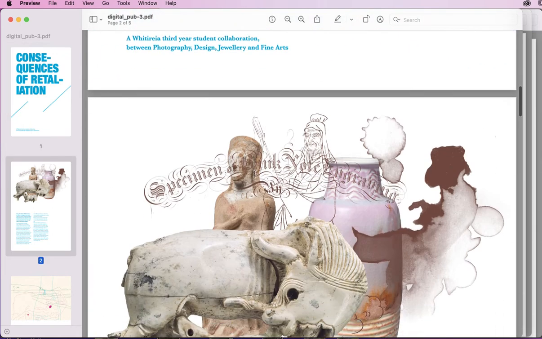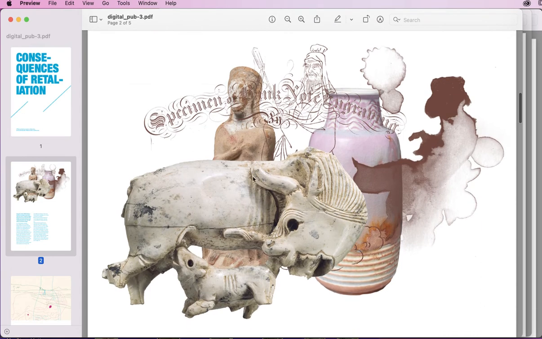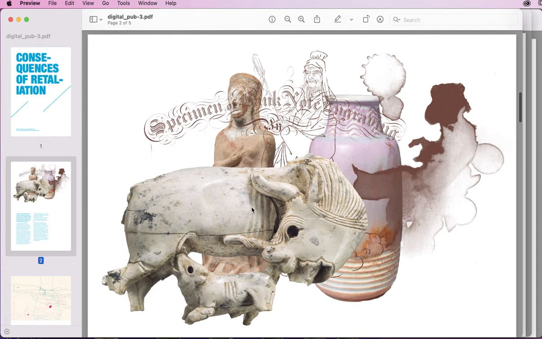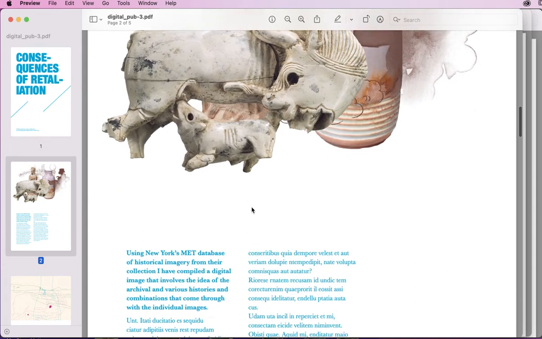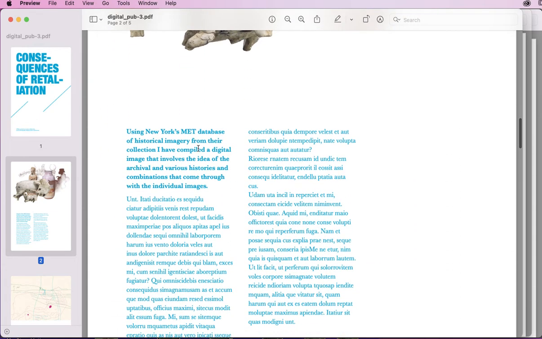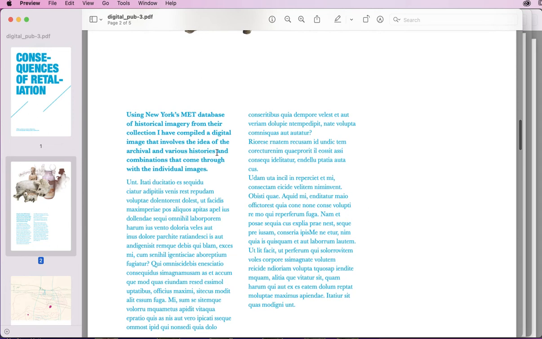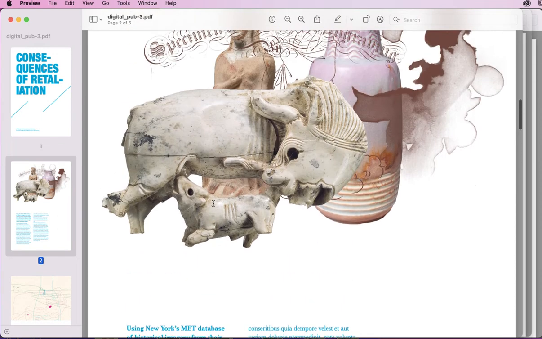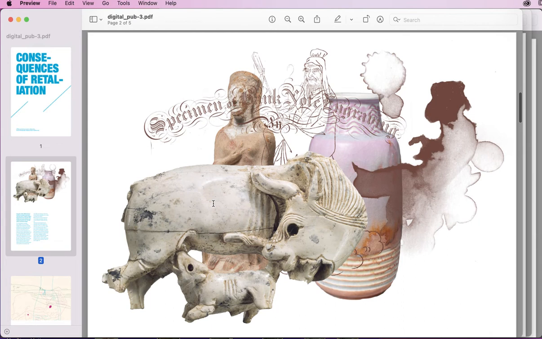The very first image that's put up is this image here. It has writing that goes with it, so I can look at this image, and then the writing talks about how the Metropolitan Museum in New York has made its database of historical imagery available. It goes through and talks about the idea of the archival and various histories and combinations of these histories all coming through together. So we've got a number of images here.